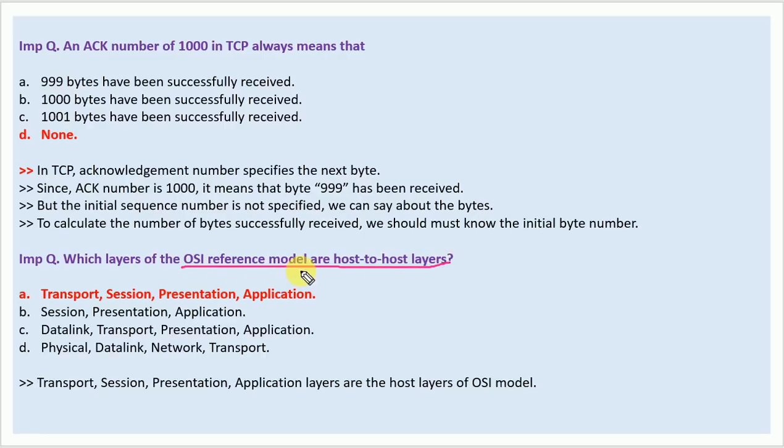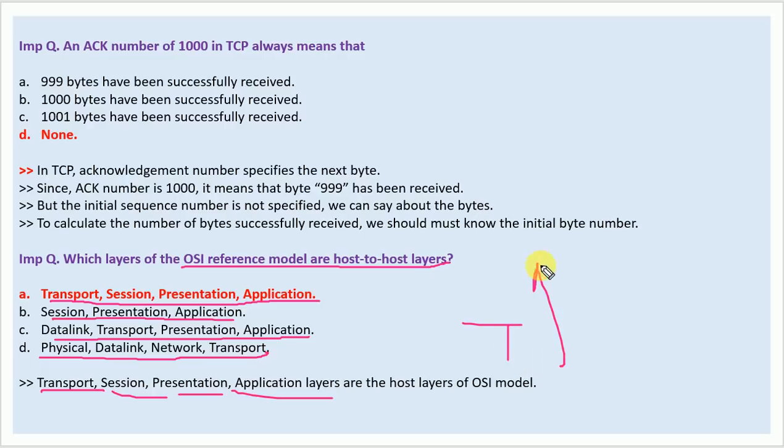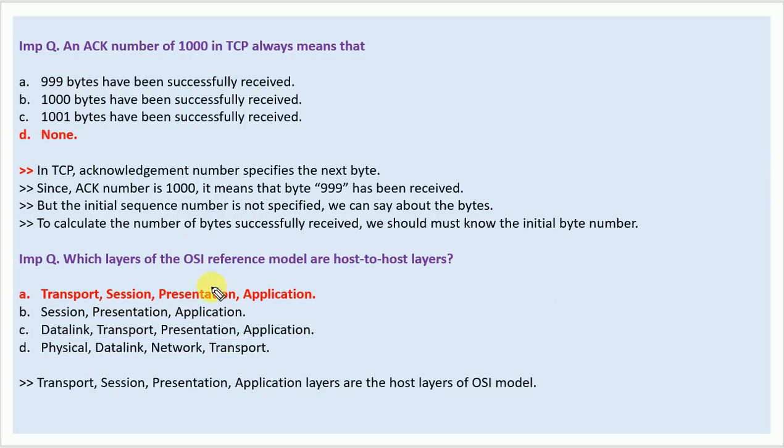Which layers of the OSI reference model are host to host layers? So let's discuss what the host to host layers are. The layers are physical, data link, network, transport, session, presentation, application. So the host to host layers are transport, session, presentation, and application. From transport to application, these all come under host to host layers. These are all host layers of the OSI model, so you have to remember it. It's an important question already asked in one of the competitive examinations.